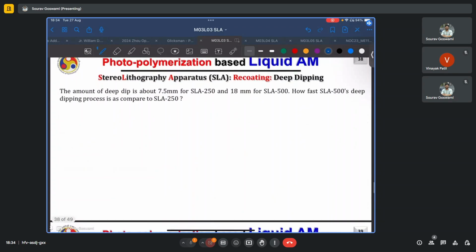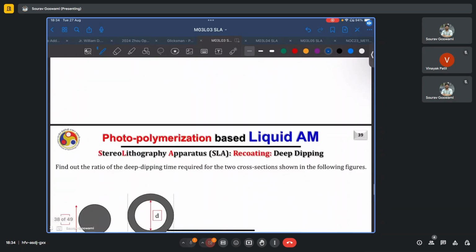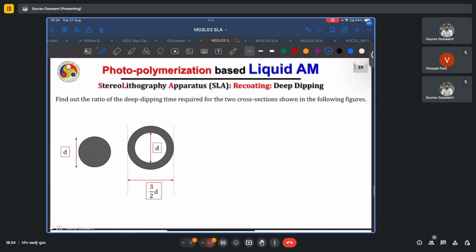Professor Kapil also illustrated a calculation on how the timings will change, so I'm not repeating that exercise here. Also, this exercise where we are asked to find the ratio of the deep dipping time required for two cross sections. The only thing to note here is that for the first case, the circular cross section and the critical circle coincide. So the critical circle will be coincident with the boundary of this circle, and its radius will simply be d by 2.